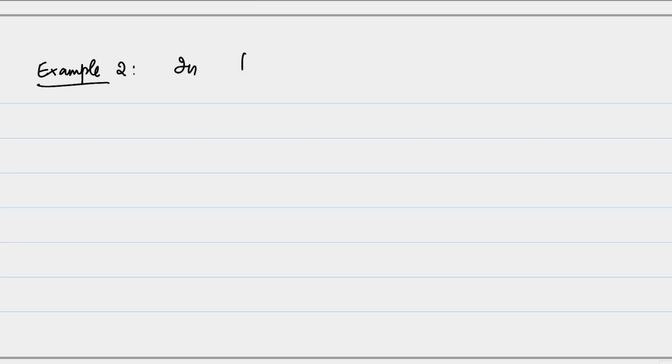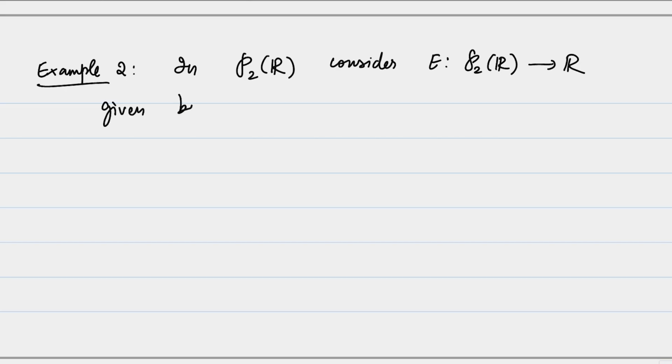So in P2 of R, consider the evaluation map. Consider E from P2 of R to R given by E of p of x is equal to the evaluation at 0. So recall that this is indeed a linear transformation. In fact, it's a linear functional because it is onto R.